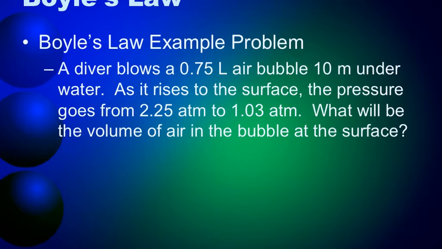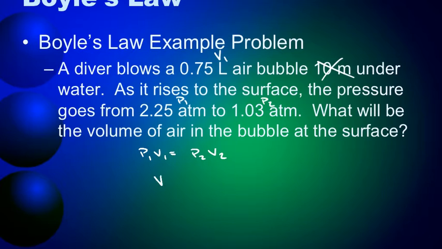So let's go ahead and label things. A diver blows a 0.75 liter air bubble. That sounds like V1. The 10 meters underwater doesn't really factor in the problem. It just tells us where he is. As it rises to the surface, the pressure goes from 2.25 atmospheres, okay, that sounds like P1, to 1.03 atmospheres. That sounds like P2. What will be the volume of the air in the bubble at the surface? Well, from that, I've got P1, P2, and V1. I have 3 of the 4 parts of Boyle's law, right? And the only thing I am missing here is V2.